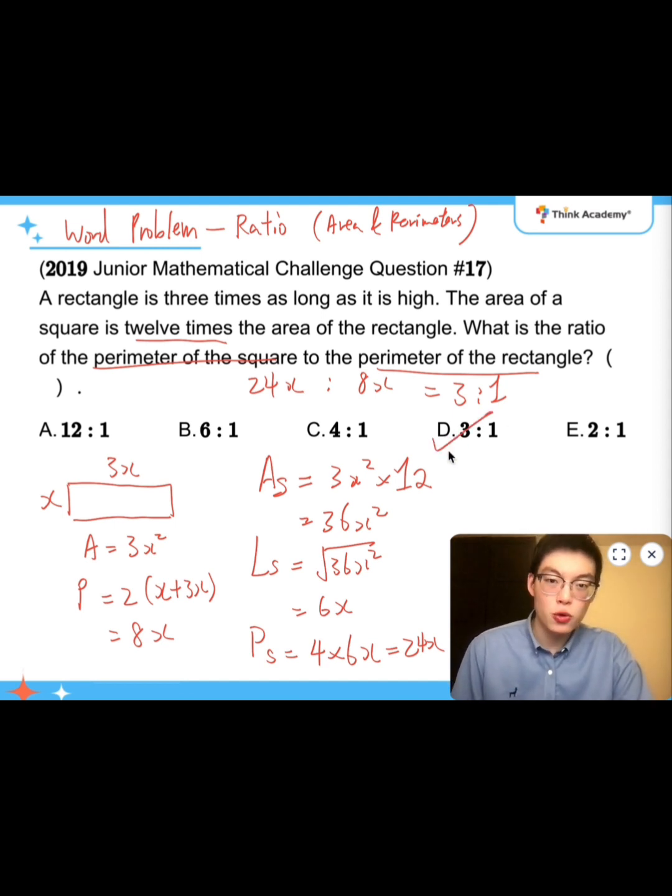Okay. So once you understand what this question is talking about, you should be able to find the answer. Of course, if you're not using x, you can also use 1 and 3 for the rectangle, and that would also work for you. So you can use some exact numbers to put in as a trick.